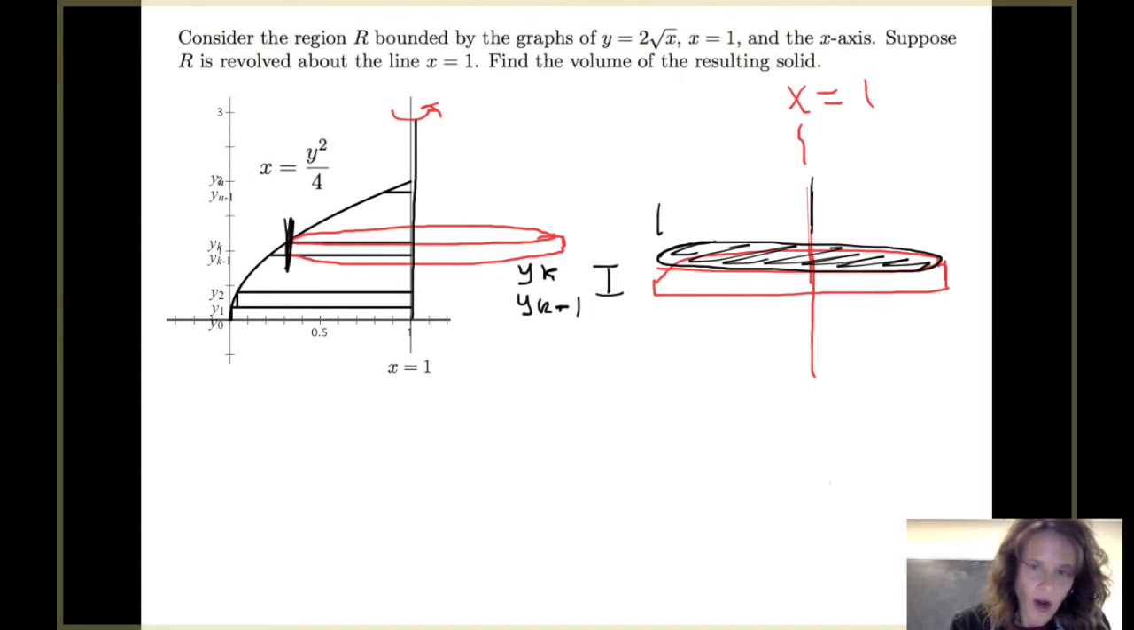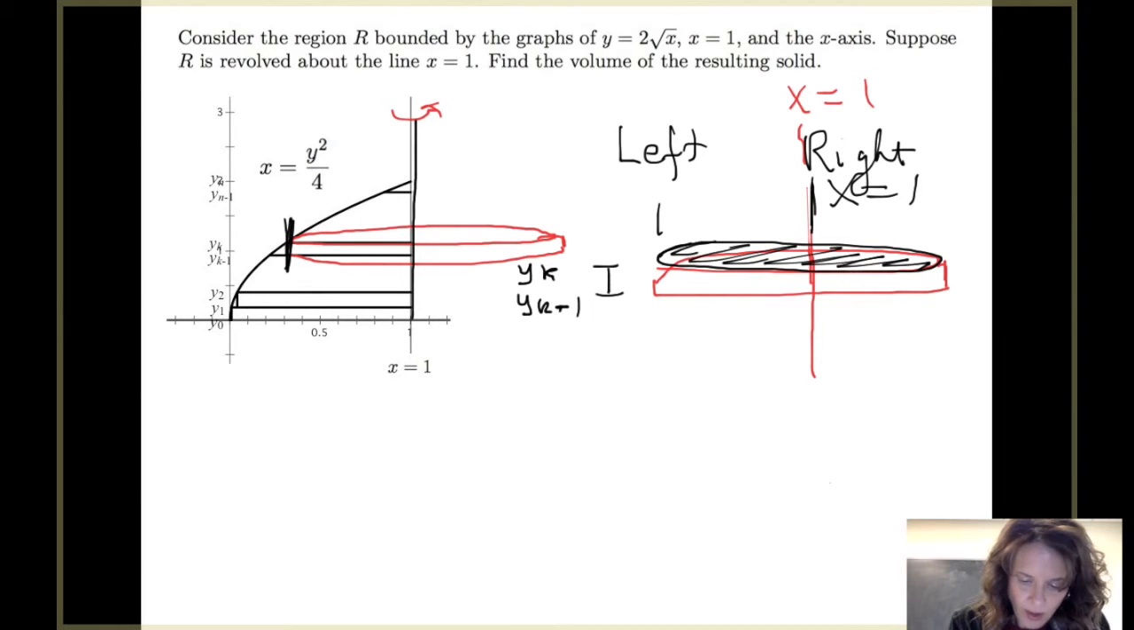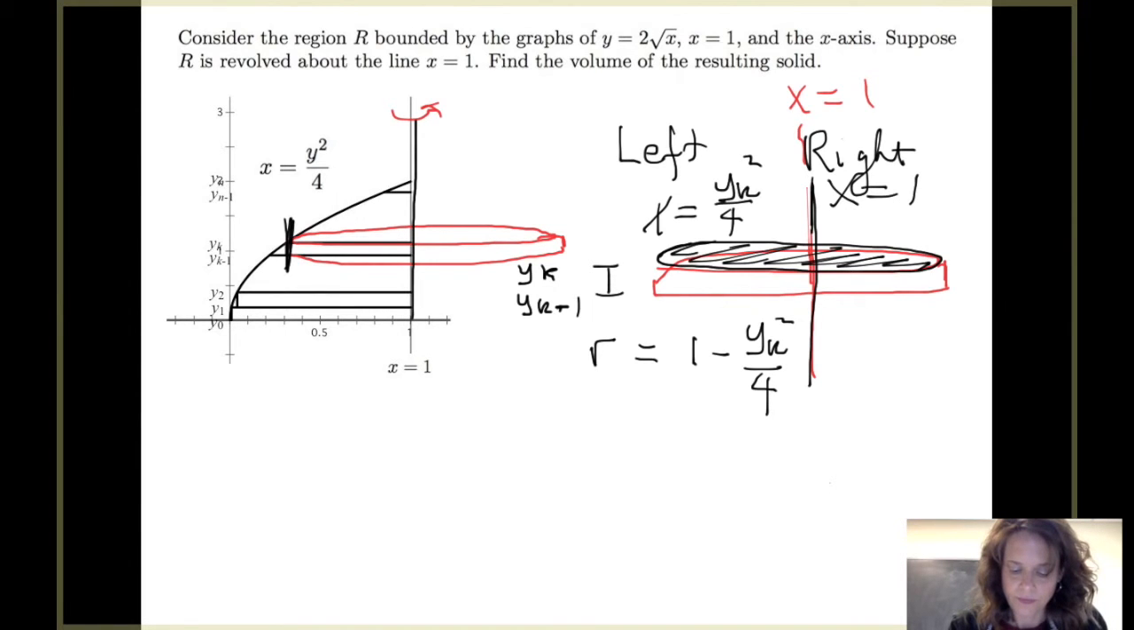Now, always subtracting, since radius is a value or a distance, we always need to take the greater minus the lesser. So in this case, we're going to take the right minus the left. So if I've got x equals 1 for that center axis, and x equals y sub k squared over 4, I'm going to calculate my radius as 1 minus y sub k squared over 4. That'll be my kth radius that I use for the cross-sectional area of this slice.